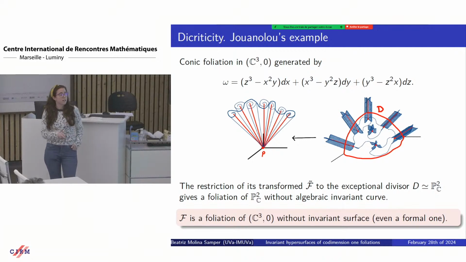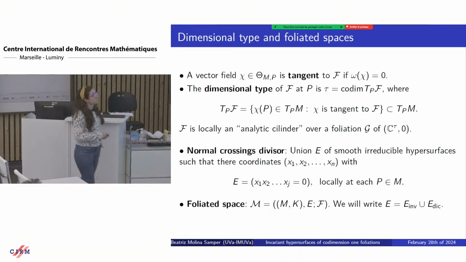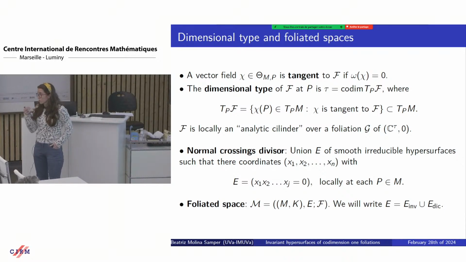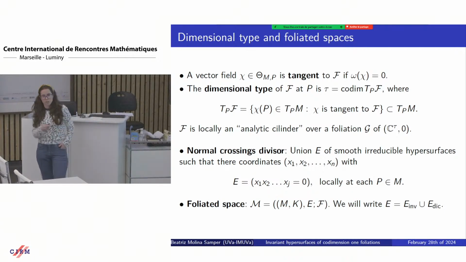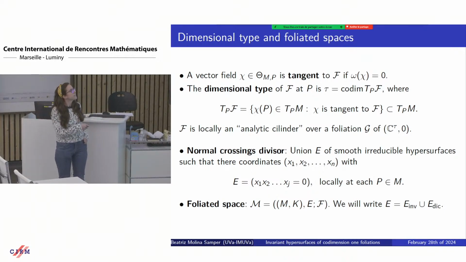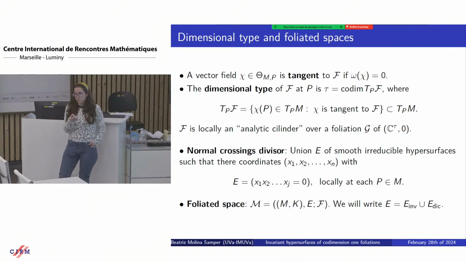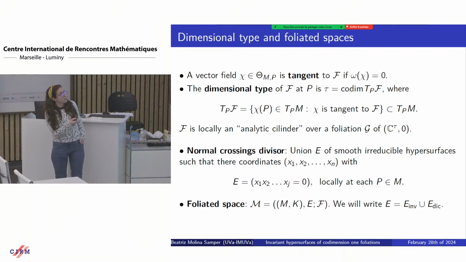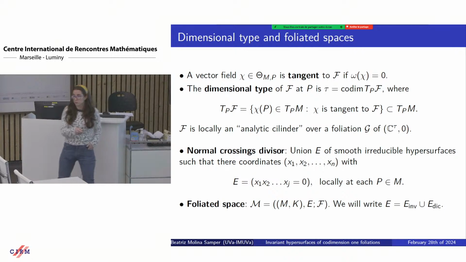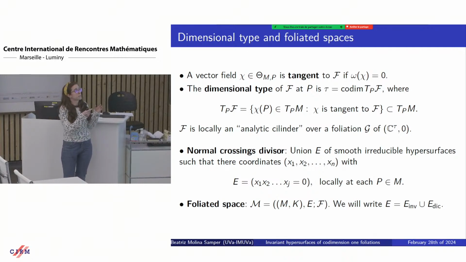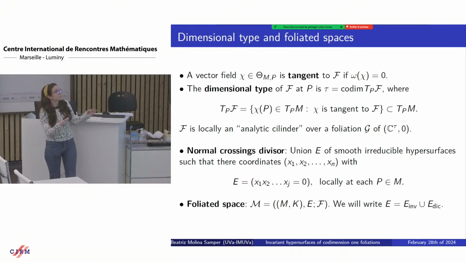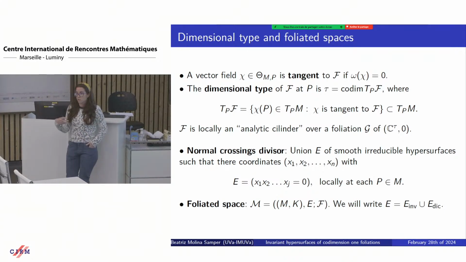Okay, so let us see how the proof in the non-dicritical case more or less works. I am going to introduce some notation. When I say that a vector field is tangent to the foliation, it is in the kernel of the form. I call the dimensional type at a point the codimension of the tangent space of the foliation at this point. So if I have a foliation of dimensional type tau, then it is a codimension 1 foliation in lower dimension, and analytically trivial along the other directions, like an analytic cylinder.